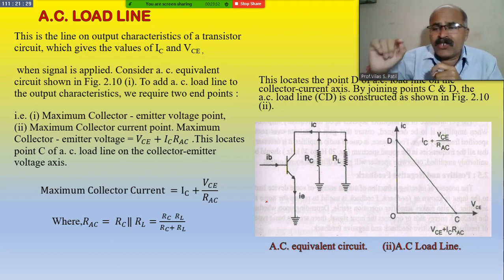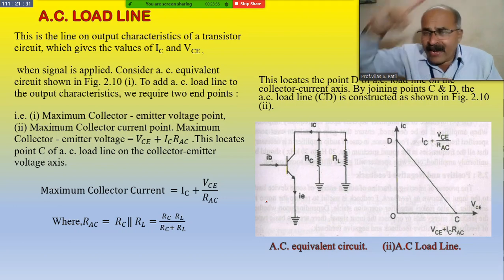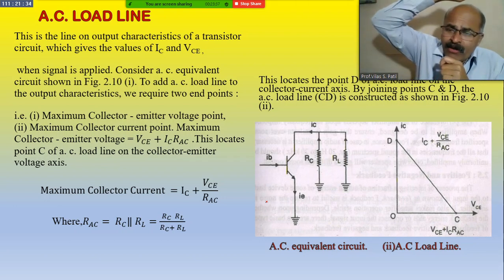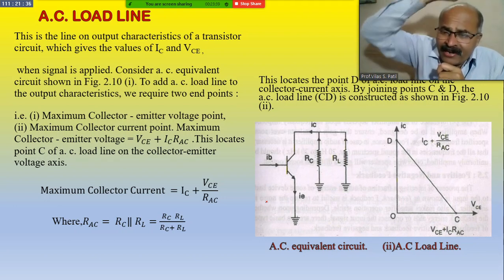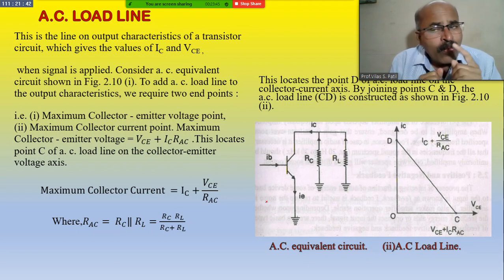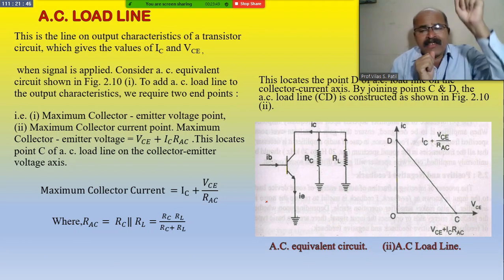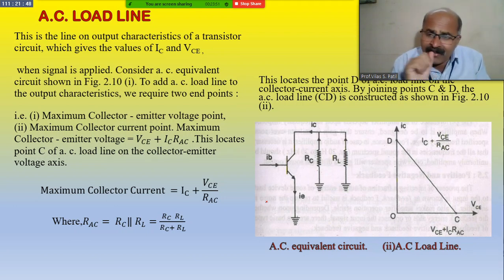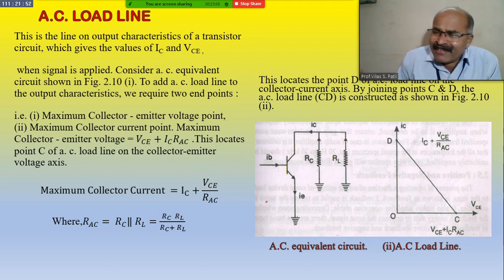And we know that the load line is the straight line drawn between the y-axis and x-axis, intersecting both the axes. In the output characteristic, we also know very well that the output characteristic is the graph of the output current, that is IC, and the output voltage, that is VCE.